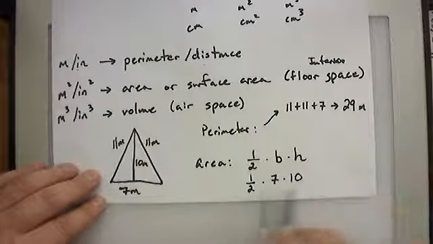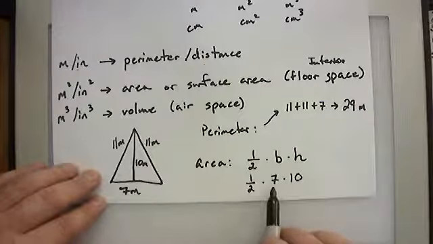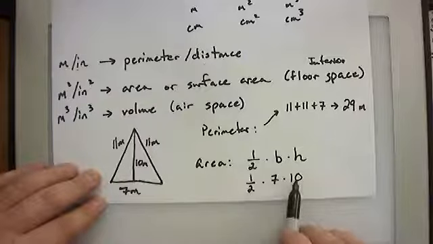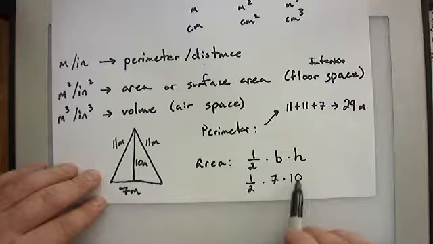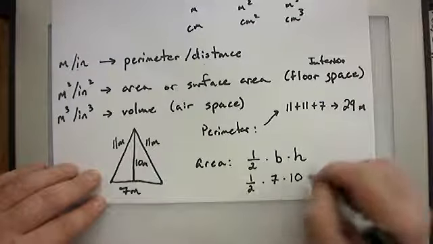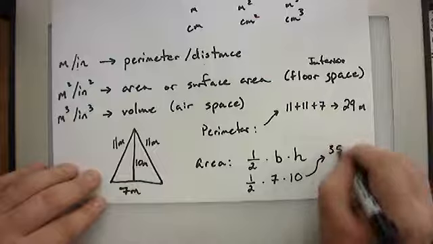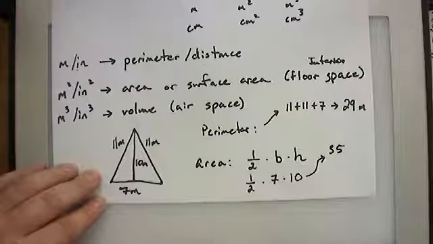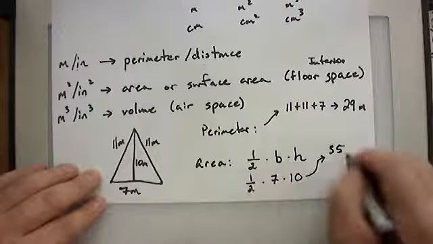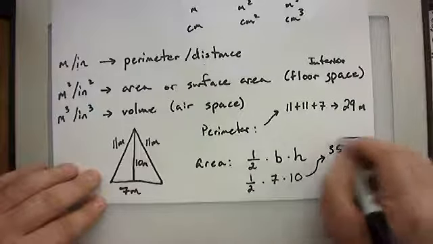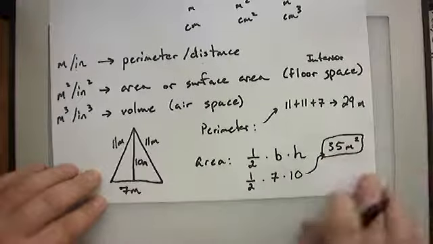And be clever here. 1/2 of 7 is some decimal number. Well, what's 7 times 10? 70, right? You can multiply in any order you want. So 7 times 10 is 70, and 1/2 of that is 35. 35 what? Well, this was area, so this would be 35 meters squared. All right, so just a quick geometry example.